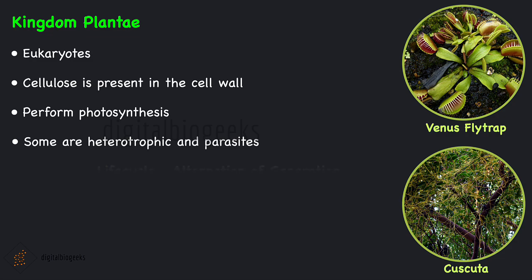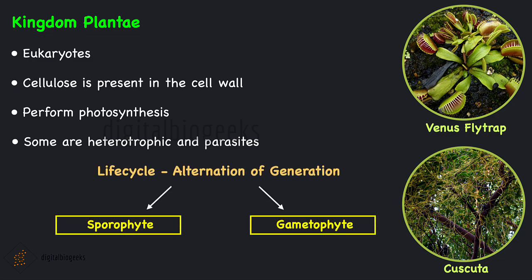The life cycle of plants have two phases, sporophyte and gametophyte. We all know that there are different stages in the life cycle of butterflies, right? First eggs, then worms, cocoons, and then butterflies. Similarly, plants have two distinct phases, gametophyte and sporophyte. Gametophyte bears gametes and sporophyte bears spores. Gametophyte is haploid in nature.